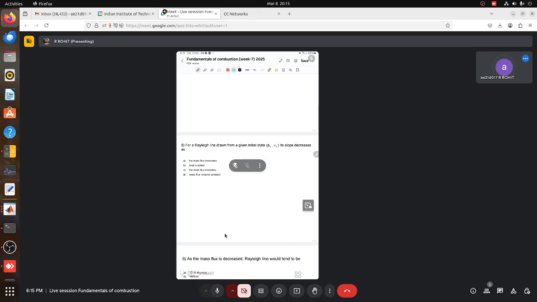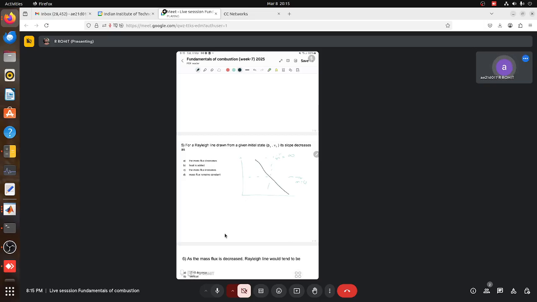So when you are drawing this Rayleigh line, we show that when your mass flux is close to 0, you have a horizontal line, and when your mass flux is close to infinity, you will have a vertical line. Then you have your line.